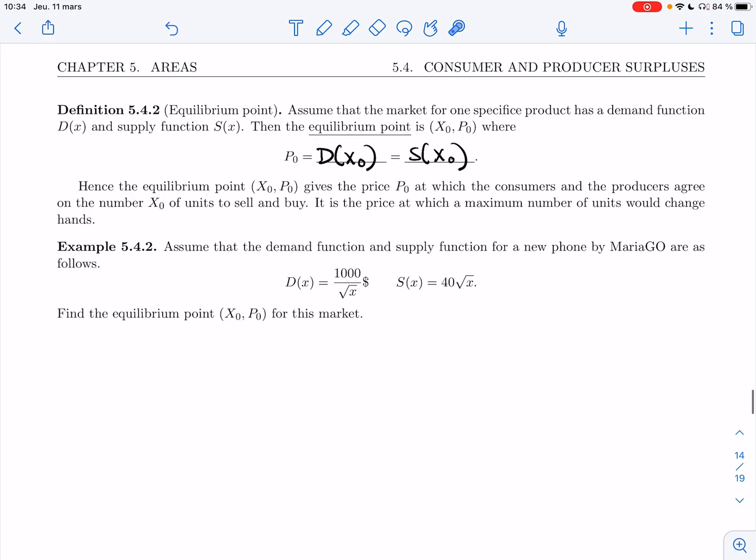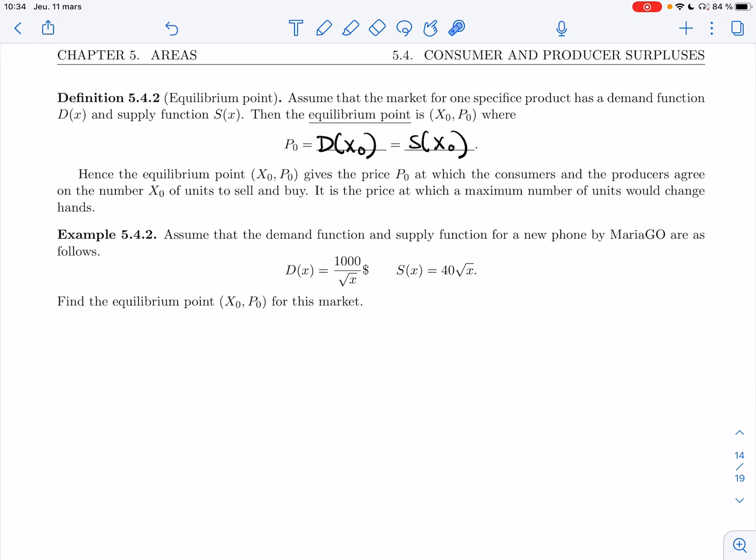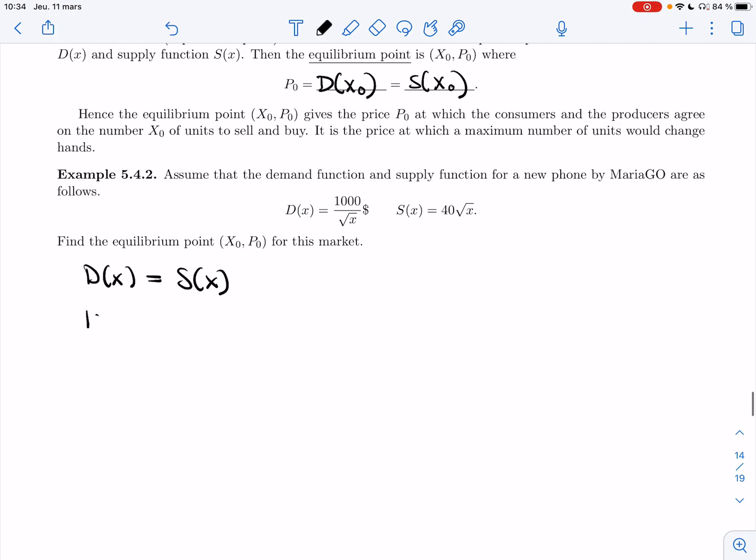All right, so let's try to solve for an equilibrium point. Assume that the demand function and the supply function for a new phone by Mariago are as follows. So again, we have our demand function from the last example, and now we have a supply function on top of it. Find the equilibrium point for this market. So we want D and S to agree. So we want D of x to be equal to S of x. All right, so let's solve for x first.